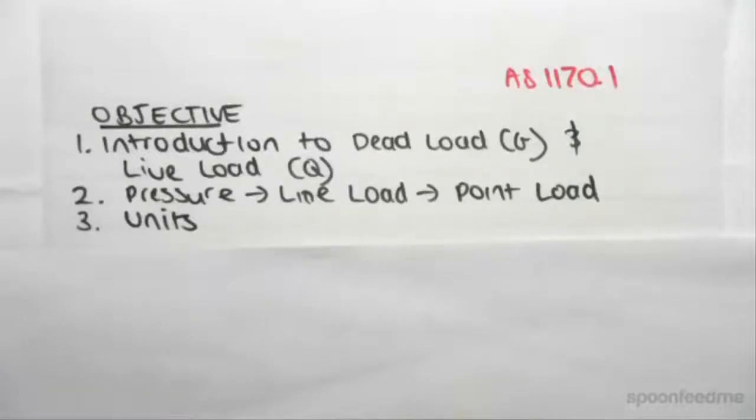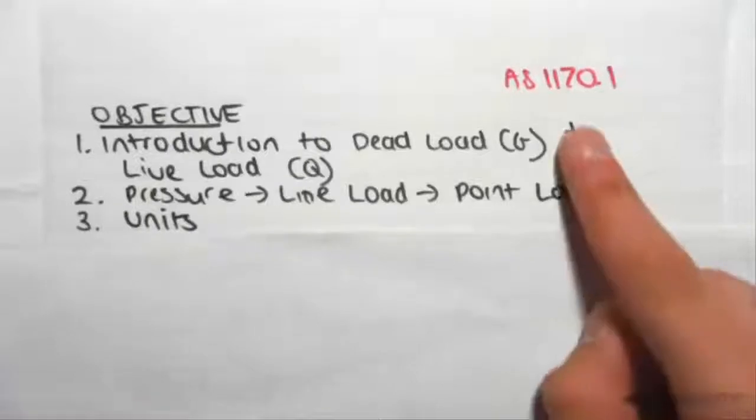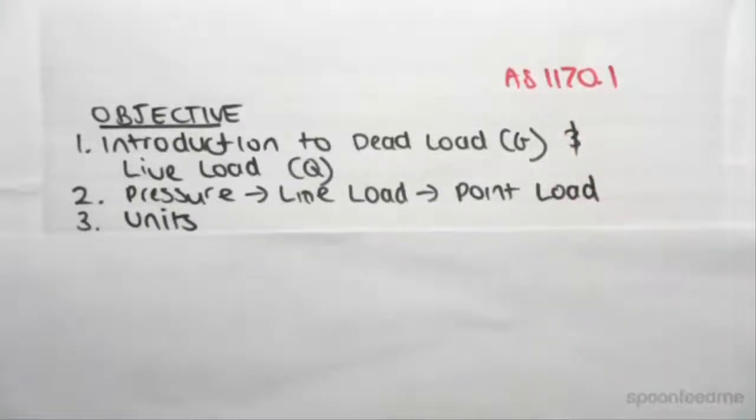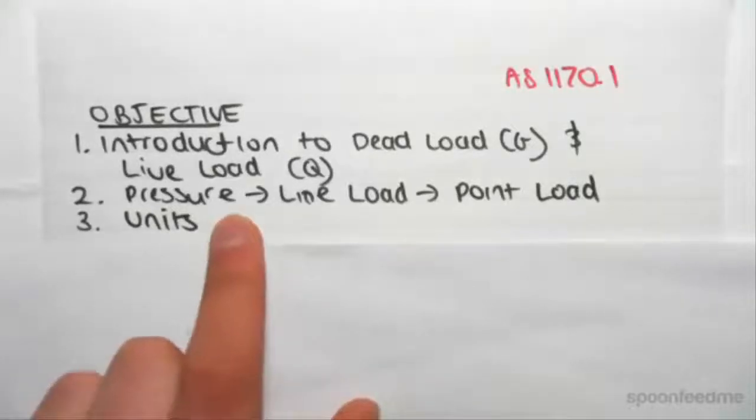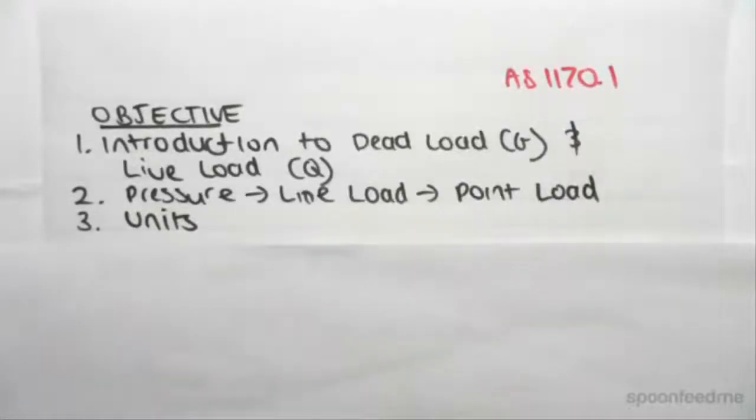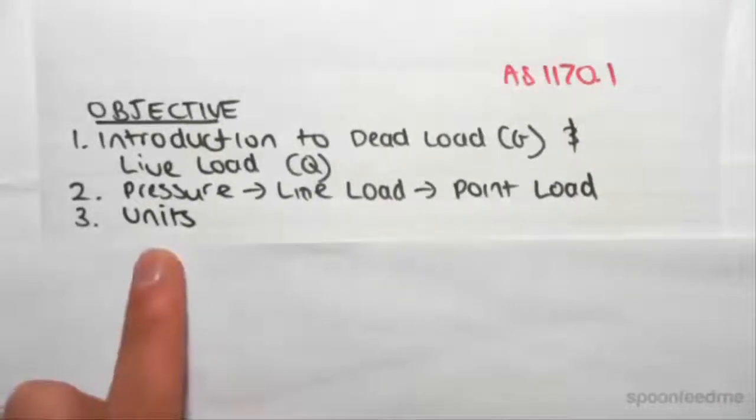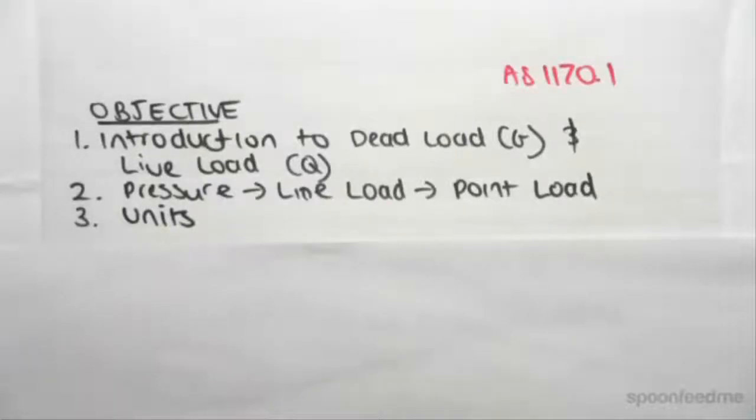Hey guys, the objective of this video is a brief introduction to dead and live load, which is AS1170.1. So this is the dead and live load component of the course. We're going to be looking at the procedure going from pressure to line to point load, which is a very essential understanding which we need to grasp our heads around. And then we need to look at the units used in the code and units used in this course.